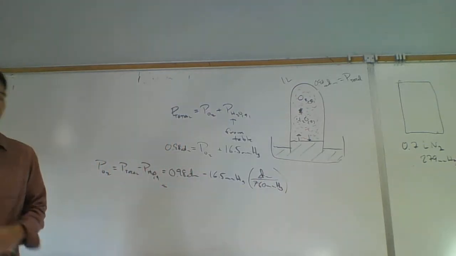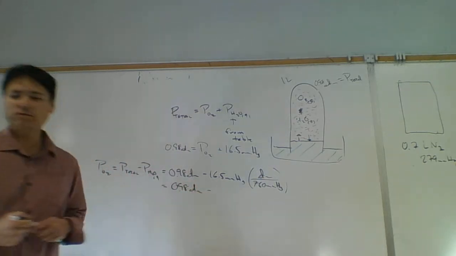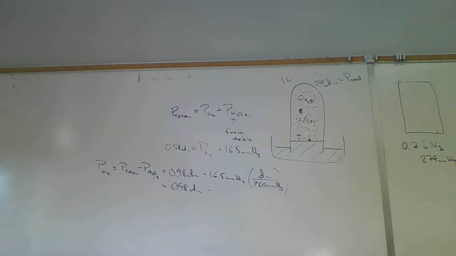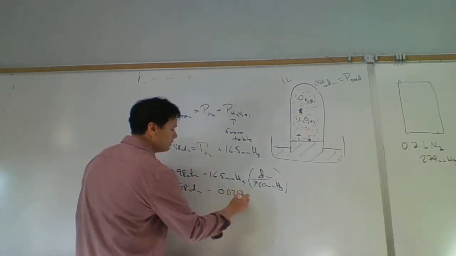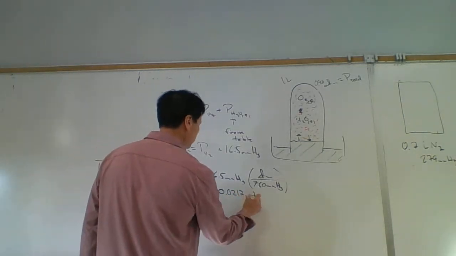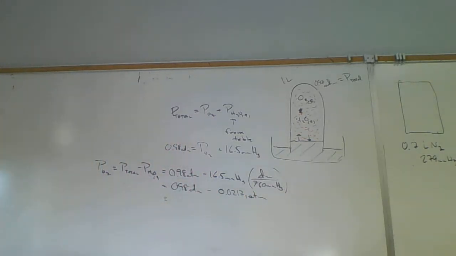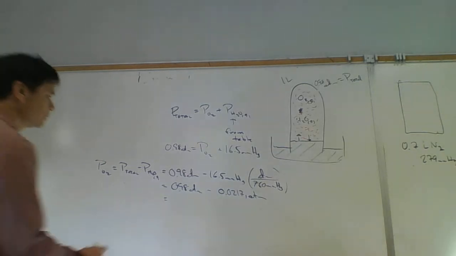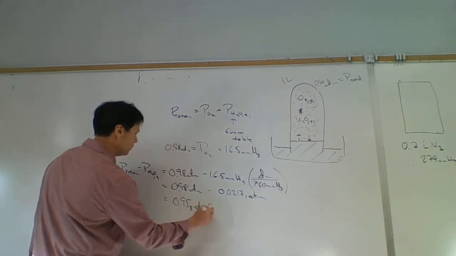So this is going to be 0.98 atmospheres minus 16.5 divided by 760. So 16.5 divided by 760, 0.0217. It's going to be 0.0217. I've allowed 3 sig figs, so I'll carry 1 extra. So 1 atmosphere. This is going to give me 0.958. So I'm going to have 0.958 atmospheres of O2.